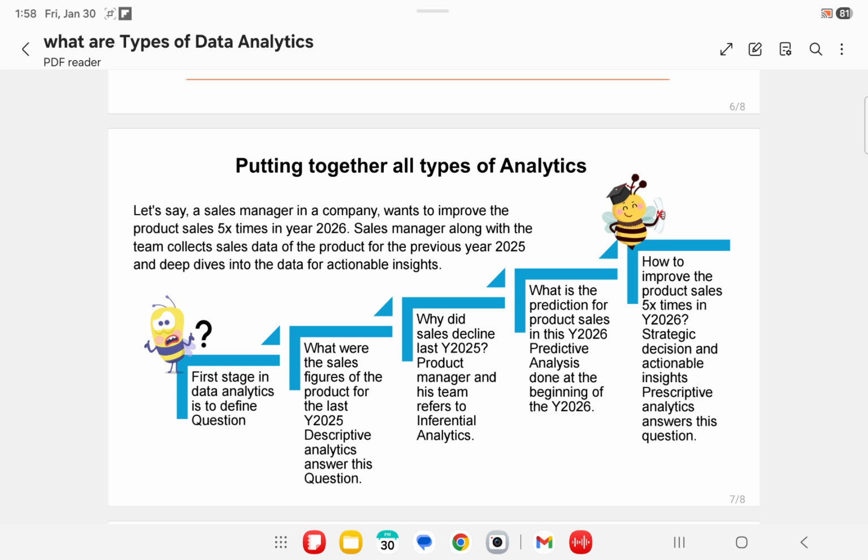Now, the last question, how to improve the product sales 5x in year 2026? How to achieve this objective? Prescriptive analysis answers this question. This helps in framing strategic decisions and actionable insights like minimizing material cost, minimizing employee cost, and maximizing profits. Prescriptive analysis bridges the gap between the present and the future possibilities. It helps in shaping business.